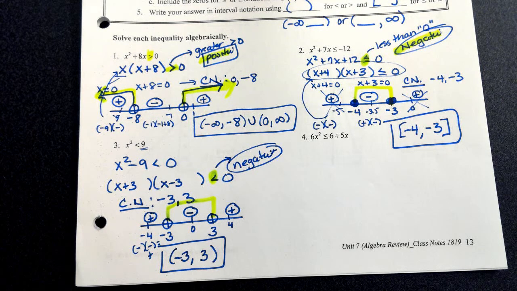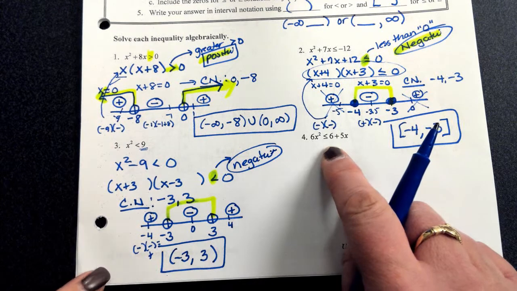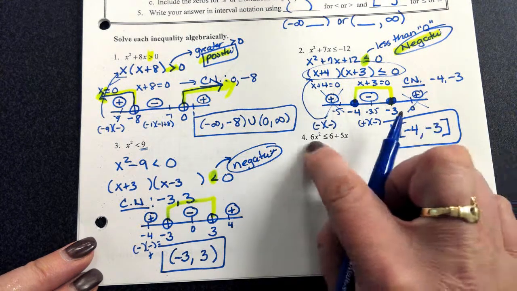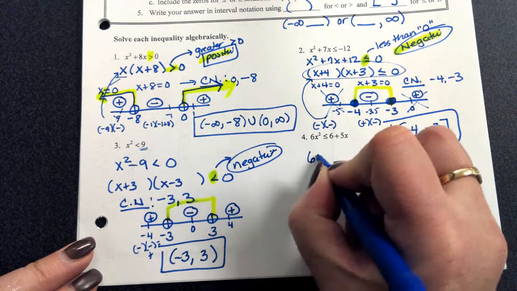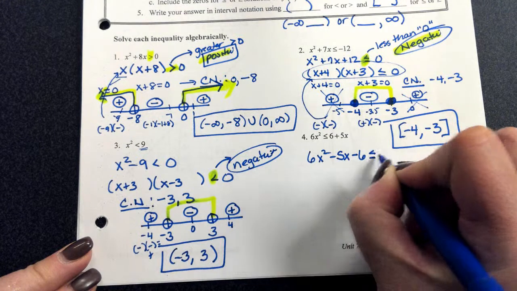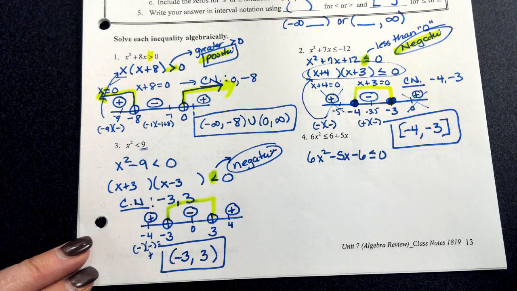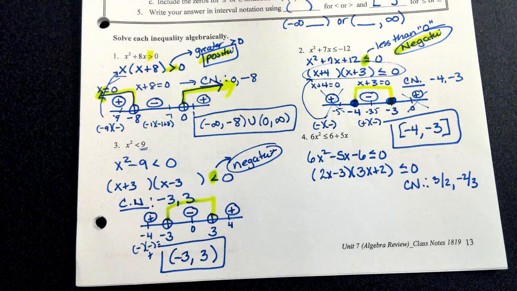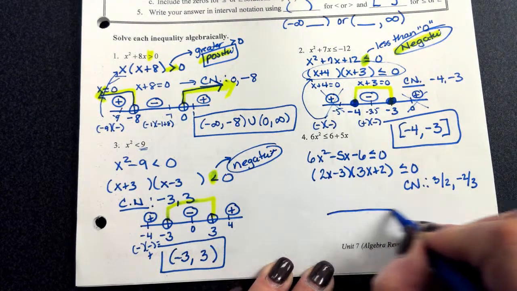Okay? What do you have to get on one side of the inequality first? You have to get a what? 0. So I'm going to have to subtract my 5x and subtract my 6. So 6x squared minus 5x minus 6 is less than or equal to 0. So now you guys go ahead and factor that and find your critical numbers for me. Make sure the numbers are in increasing order. Put them in smallest to largest.